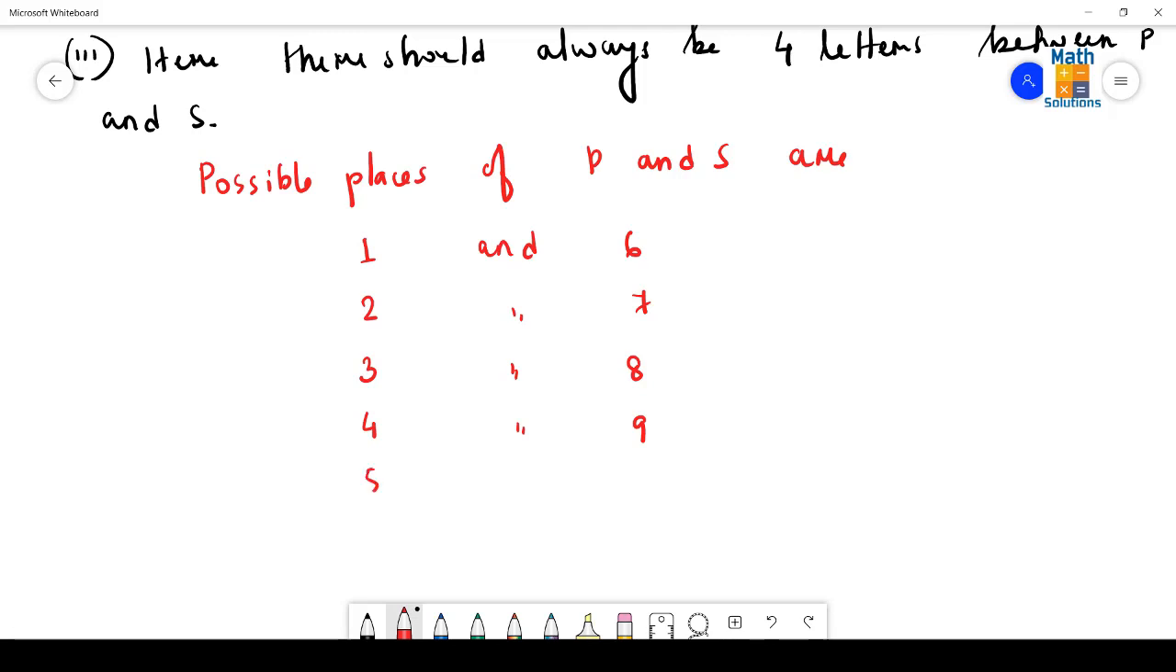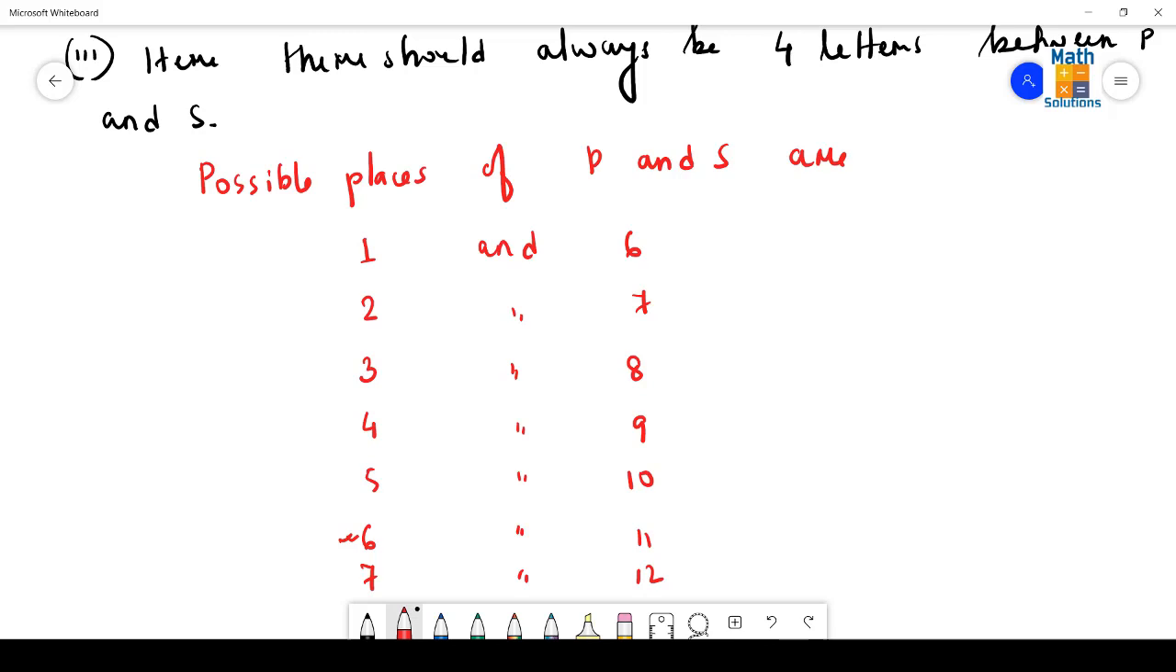Then when P is kept in the 5th position, S should be in the 10th position. When it is kept in the 6th position, S should of course be placed in the 11th position. Similarly, when P is kept in the 7th position, S should be kept in the 12th position. So that is the ultimate position, the 12th position is the last position.